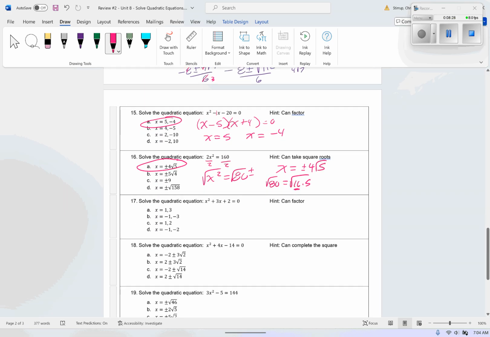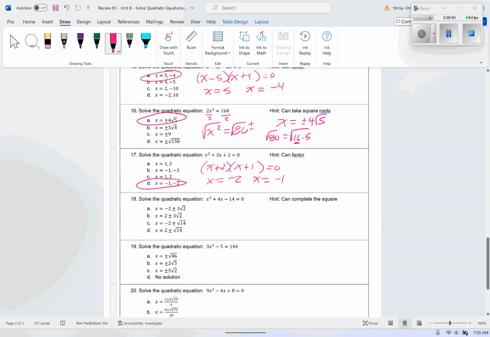Number 17, we could probably factor this. What two numbers multiply together to give me 2, add to give me 3? All signs are positive. So plus 2 and plus 1, set them equal to 0. So subtract 2, subtract 1. So negative 2 and negative 1. There's our answer.